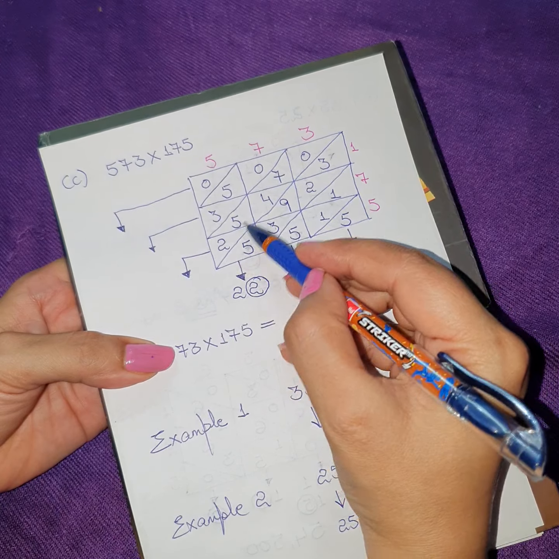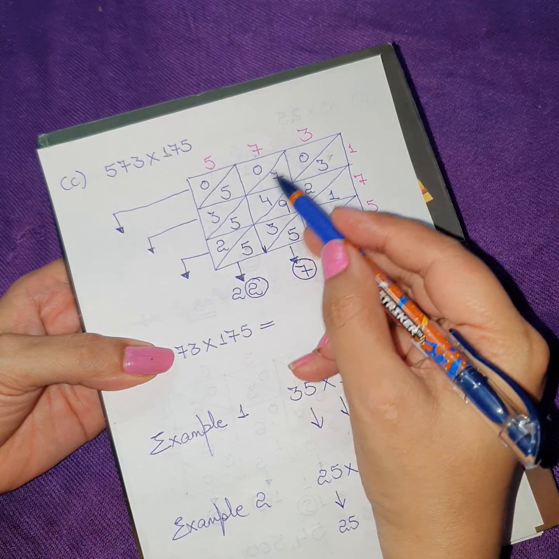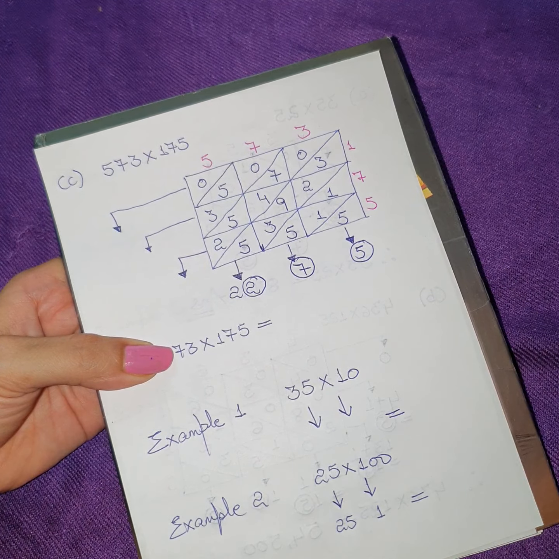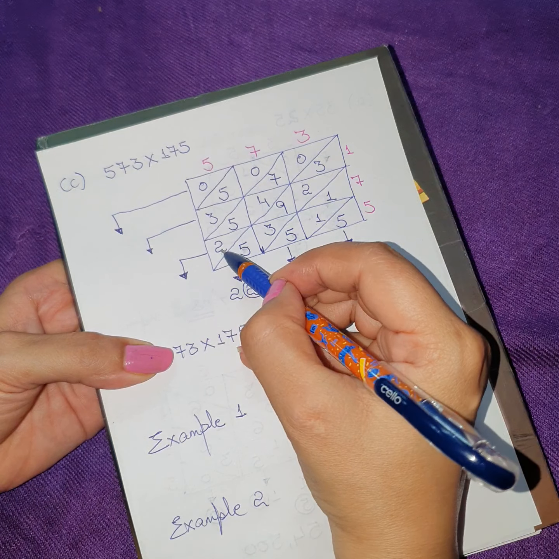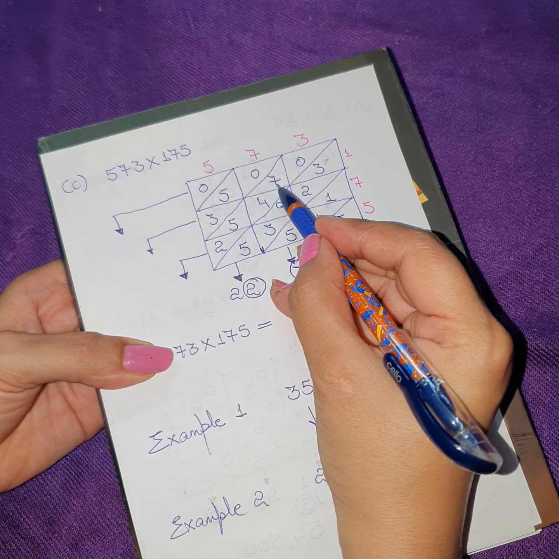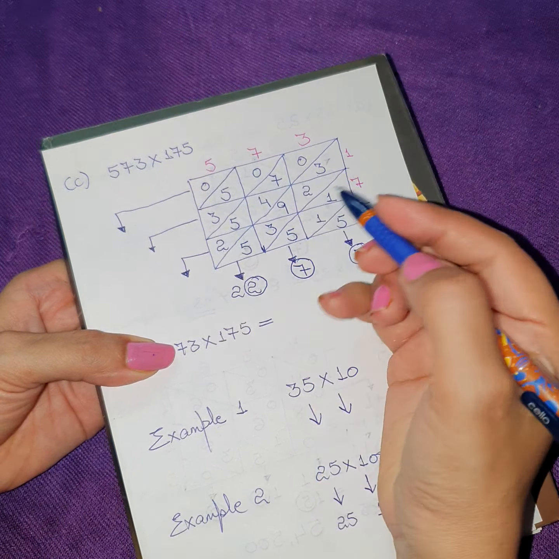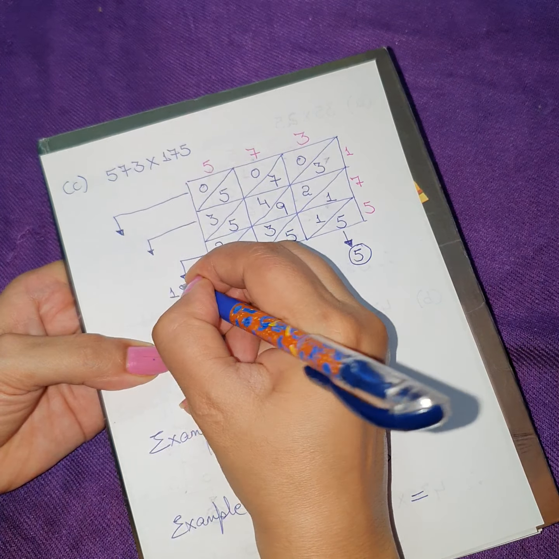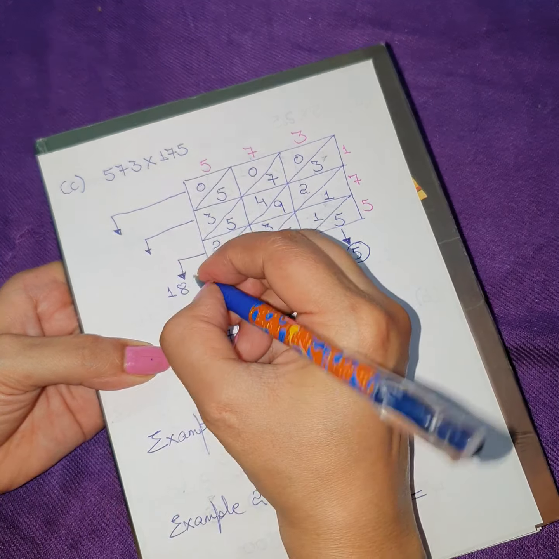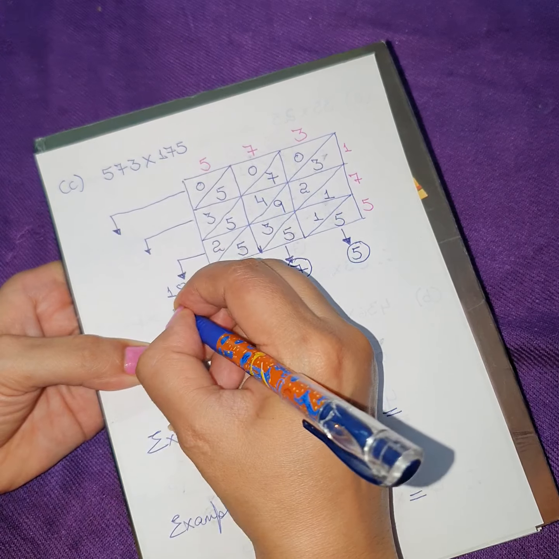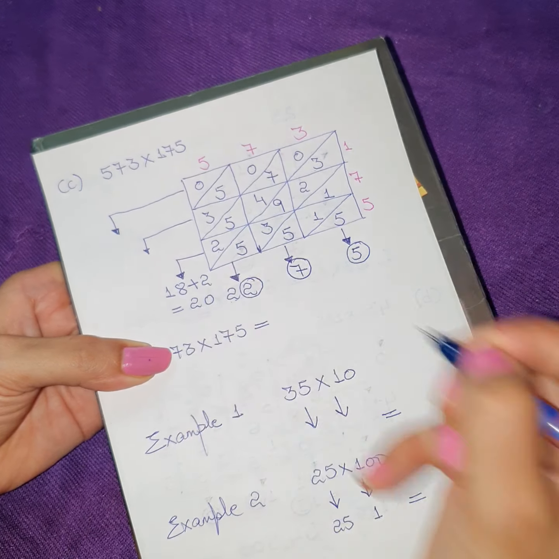Okay. Now again we have to do the totaling of this slanting part. So see student, 5 plus 4 is equal to 9, 9 plus 2 is equal to 11 and 11 plus 7 is equal to 18. 18 plus 0 is 18. So I have written here 18. 18 plus this 2 will go to the next part. So 18 plus 2, now our total is 20.